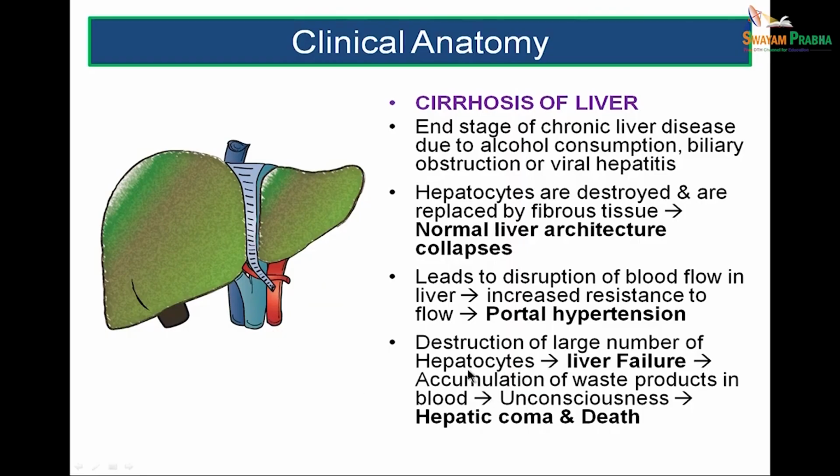Destruction of hepatocytes causes liver failure. Waste products accumulate in the blood. This leads to unconsciousness, ultimately hepatic coma and death. So chronic liver failure, cirrhosis, can ultimately lead to hepatic coma and death. This shows you how complicated liver diseases could get.